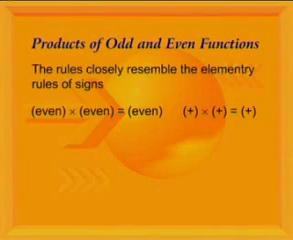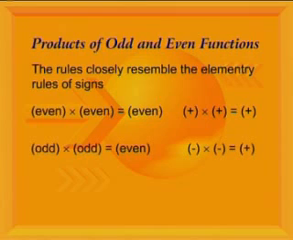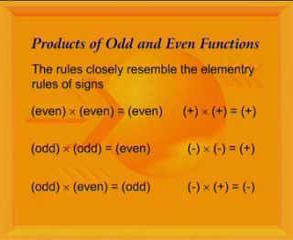Let us write these results. Even multiplied by even is equal to even, just like plus multiplied by plus is equal to plus. Odd multiplied by odd is equal to even, just like minus multiplied by minus is equal to plus. Odd multiplied by even is equal to odd, just like minus multiplied by plus is equal to minus. These results can easily be proved.